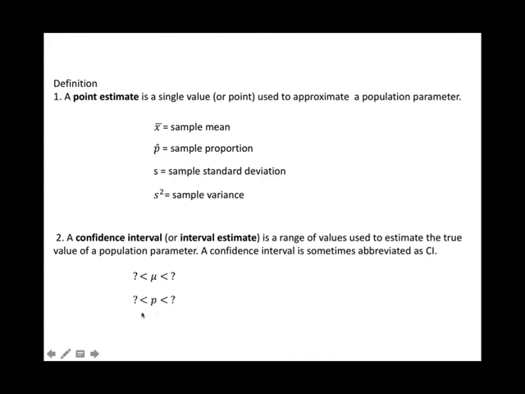After we construct the confidence interval, which is a range of values, we say the true value of the population proportion lies in between these two values. Same idea, we could construct a confidence interval for the population standard deviation or the population variance. The only difference is that a point estimate is a single value, while a confidence interval is a range of values.